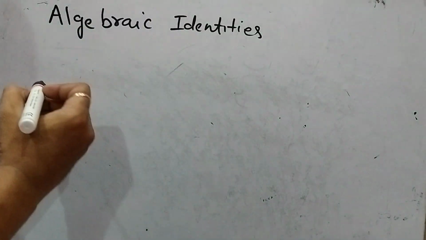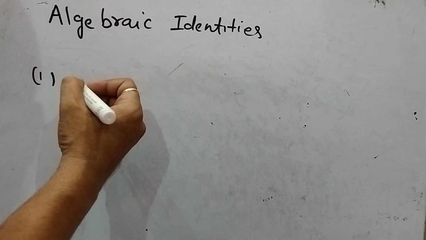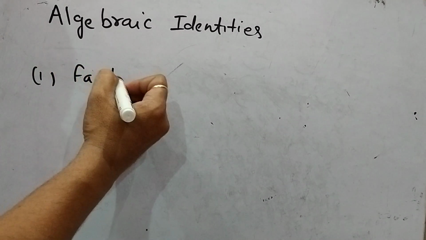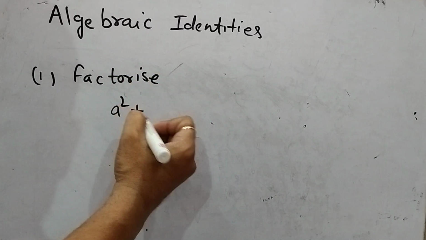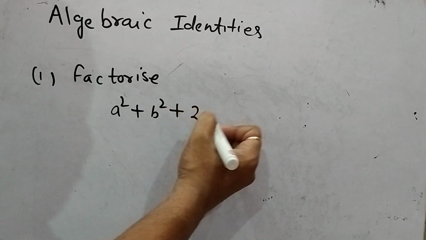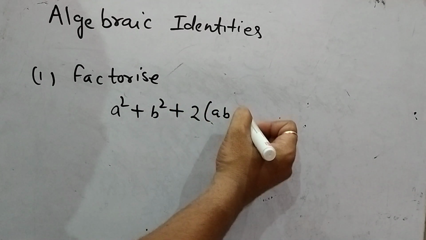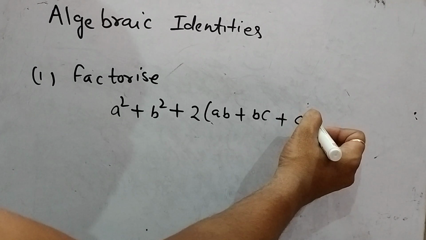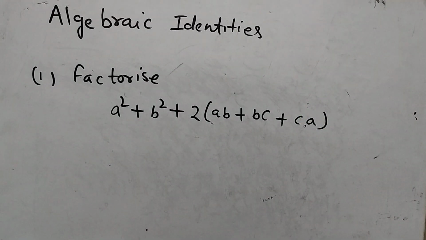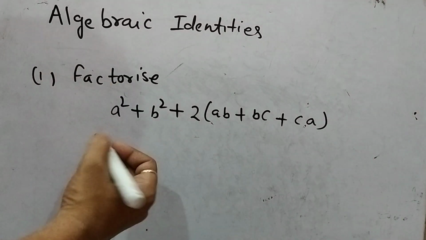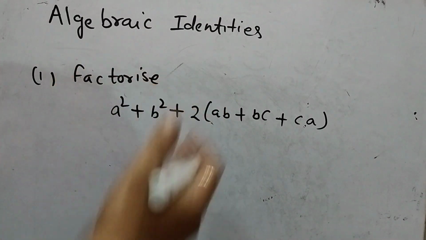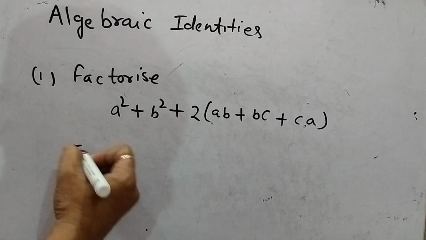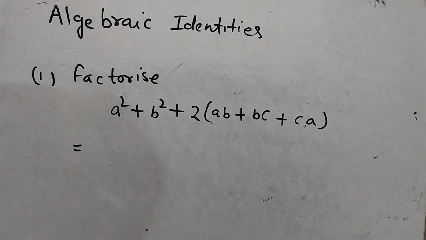So now let's start one of the questions here. We have to factorize a² + b² + 2(ab + bc + ca). You have to factorize this. Now you can check in all the algebraic identities. How do we check? We check the face of the algebraic identity.